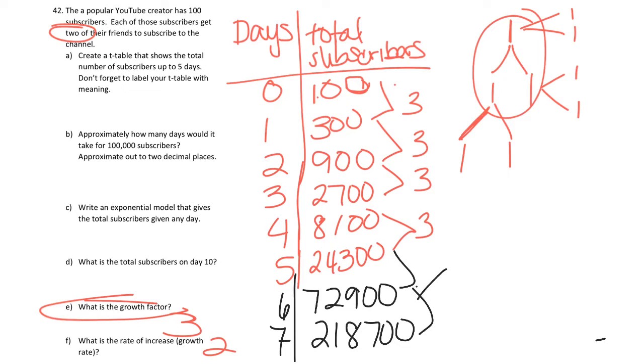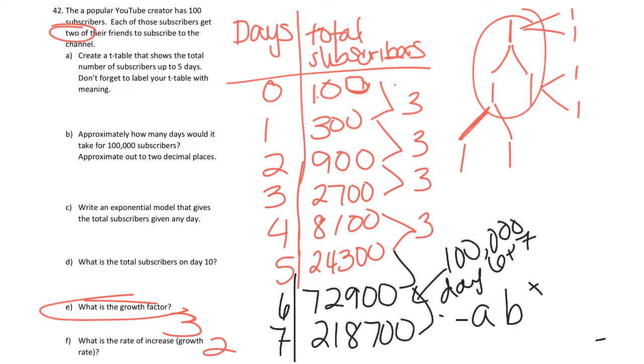So we can see that 100,000 is somewhere between day 6 and 7. So to get more accurate, we probably want to write our equation first. Remember that our equation is A, the initial, times B, the growth factor, to the x power. And that helps us answer part C, y equals our initial 100 times our growth factor, which was 3, to the x power, or t, however you want to write it. And we're going to try to figure out somewhere between day 6 and 7 when it gets to 100,000.